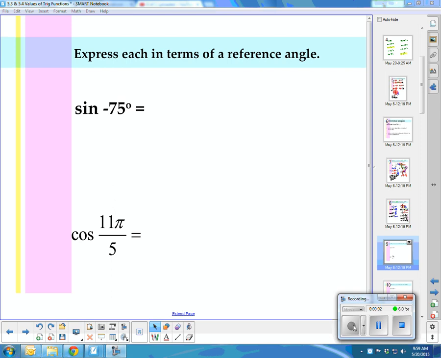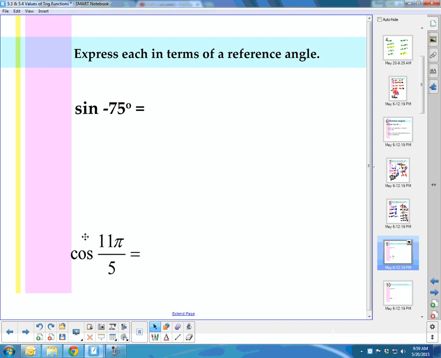Okay, so this is the third in a series of videos of working with reference angles. In the first video, we defined them and found them. In the second video, we used them to find exact values. And in this one, we're going to say, well, what happens if we can't actually use exact values? So all we can do in that particular case is express each in terms of a reference angle.